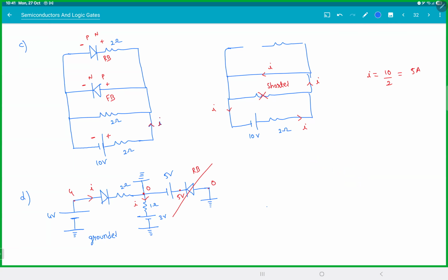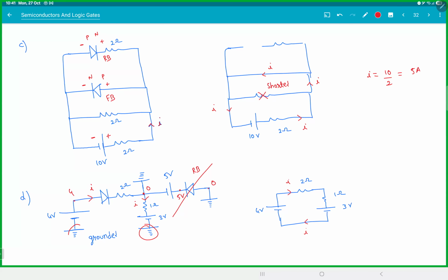So this is how the circuit looks. 4 volts, 3 volts, 2 ohm, 1 ohm. And this is the current. Getting how I drew it?